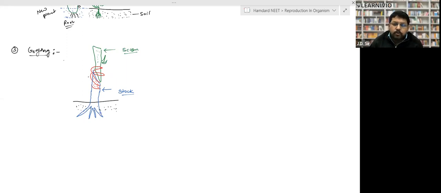In that case, we take another variety of mango plant, where the stem is strong, but the fruits are not too many. We cut the stem of that stronger plant, and we make that the stalk. And the weaker-stemmed plant, which has the good fruit, we make the scion of that one, right? And we join them together. This process is called grafting.